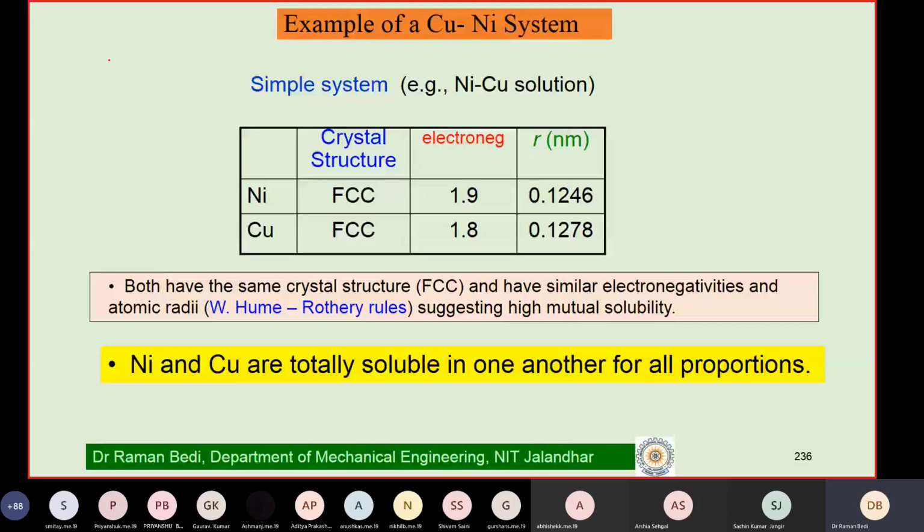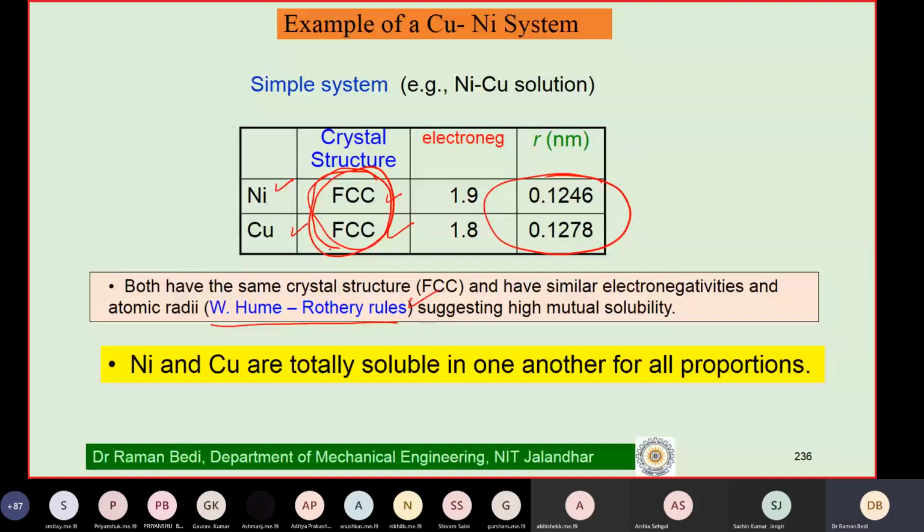This is just the data available for a copper-nickel system. Both of them are FCC, and if you look at the atomic radius, the atomic radius of copper and nickel is almost similar, which is where we say it follows the rules suggested by Hume and Rothery. The next slide will tell us the rule regarding radius. Right now I'm using this just to show the first rule, regarding crystal structure. Because they have the same crystal structure, they can have almost complete solubility. They're totally soluble in each other.